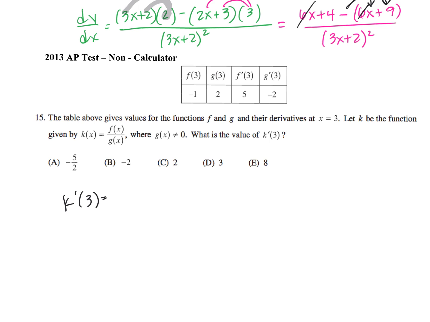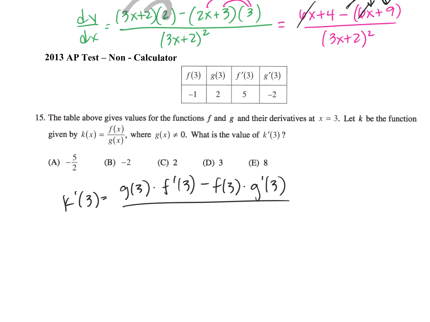Me first. What's my lower function? G of 3. I'm going to throw my 3 in now because we can. Low D high. What's the derivative of the higher? F prime of 3. Plus or minus? Minus. Low D high minus high. My high function was F, so I'm going to say F of 3 times the derivative of the lower, D low, G prime of 3 all over low, low. Low D high minus high D low all over low, low.